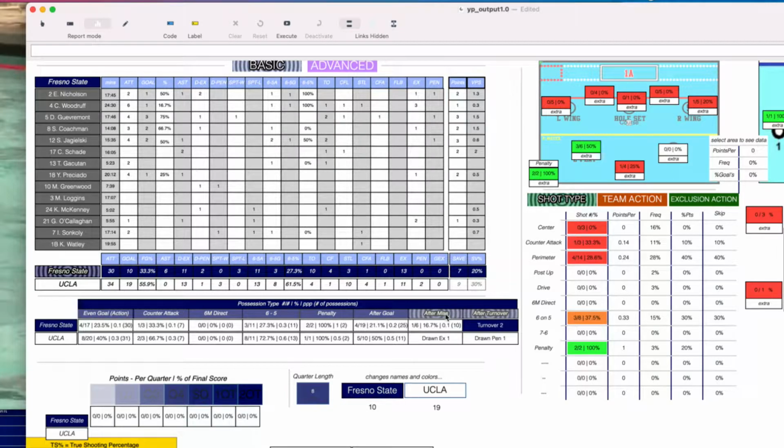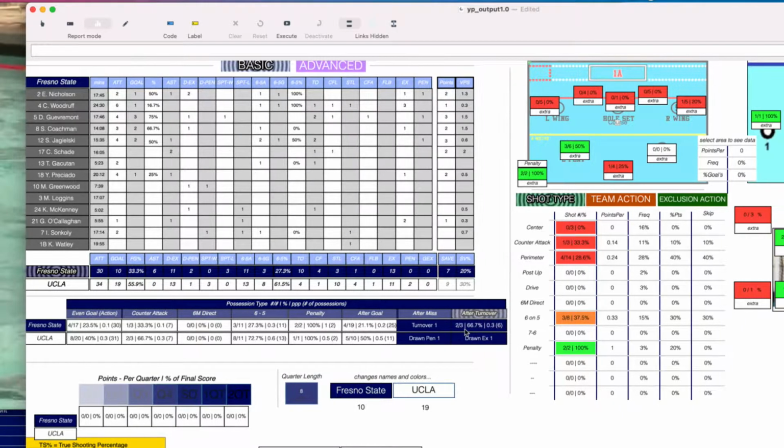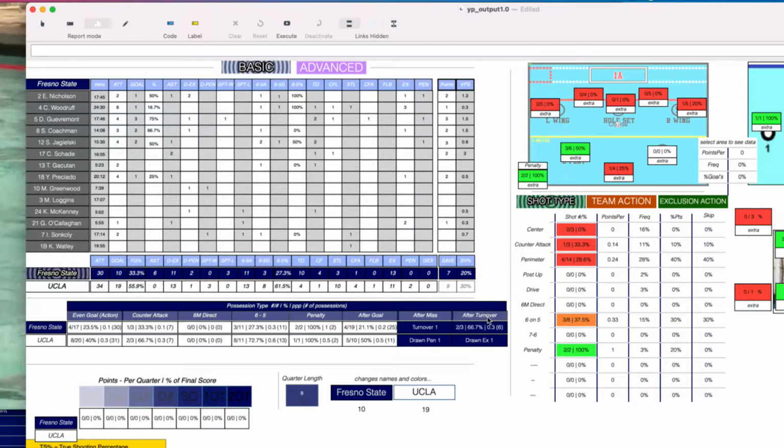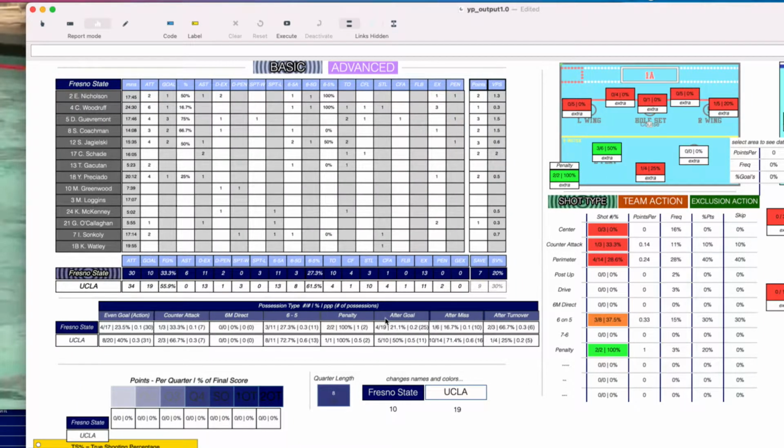Okay, and lastly is after a turnover. After UCLA had a turnover, they were 2 for 3, so this was good for them, right? They counterattacked well, drew 1 exclusion, drew a penalty, and had a turnover. So those are big numbers for Fresno State there.